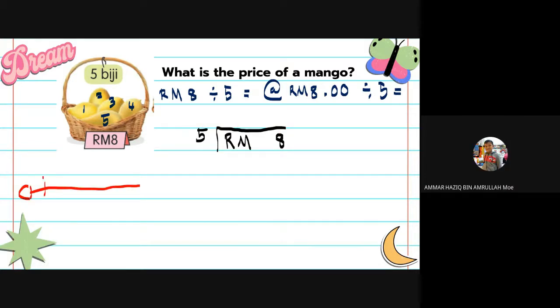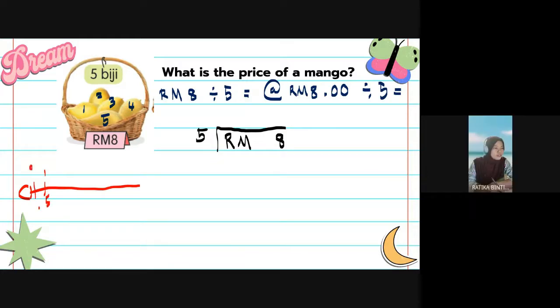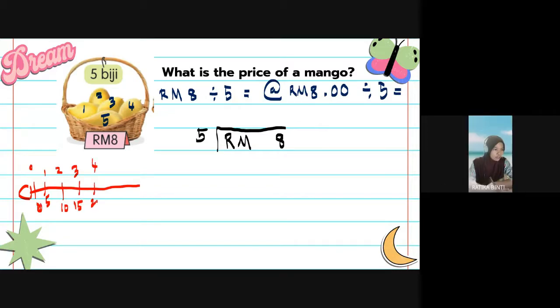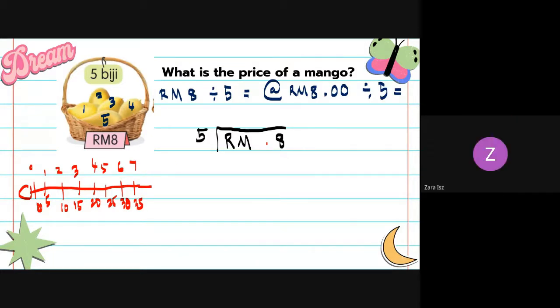1, 5. 2, 10. 3, 15. 4, 20. 5, 25. 6, 30. 7, 35. And so on. Okay, now.